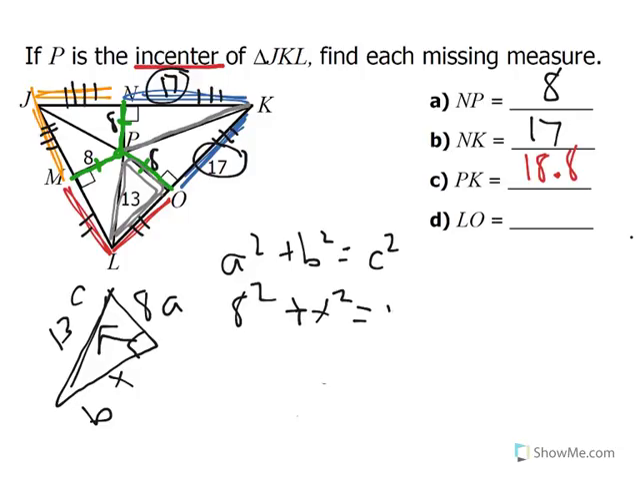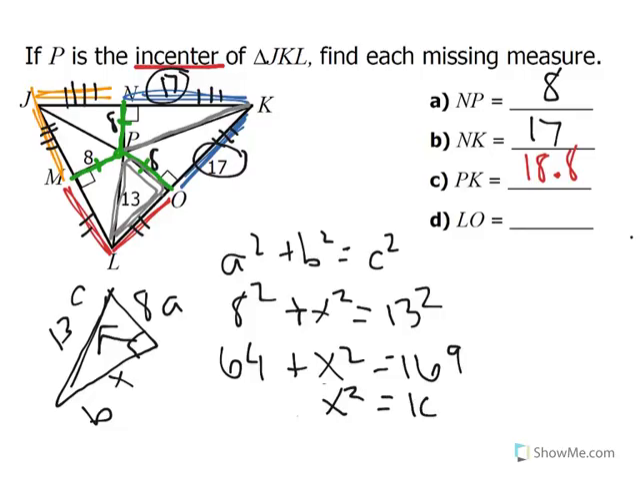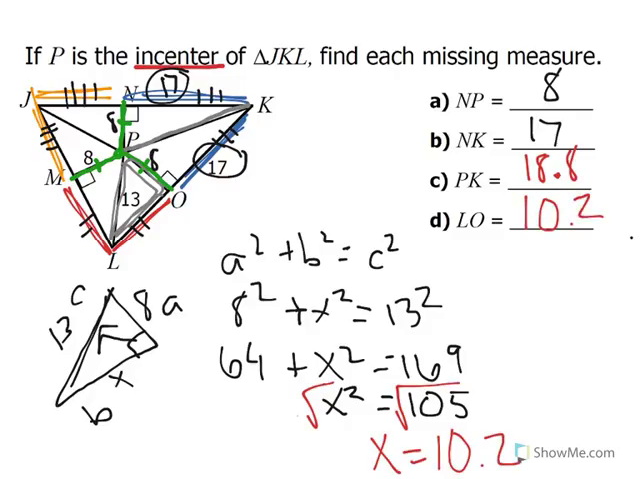So 8 squared plus x squared is going to equal 13 squared. 64 plus x squared equals 169. So subtract 64 from both sides, and you get x squared to equal 105, and then take the square root. So you should get x to be 10.2. So LO is 10.2. So that's just a review of what the incenter and circumcenter are and how we can use them to find different sides or segments within a triangle.